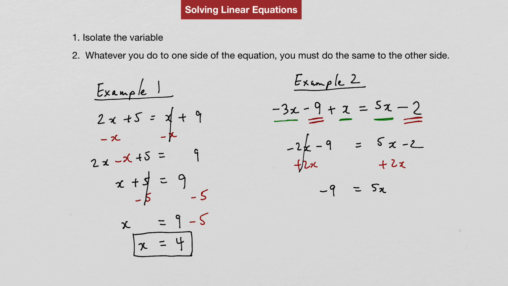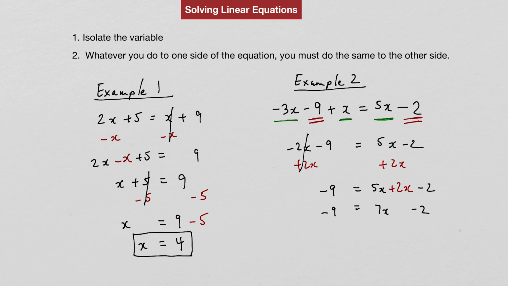I'm going to just continue writing this out. Plus 2x minus 2. Okay, no computation. All I've done is just eliminated the negative 2x. So now that we have this, we can now combine the 5x and 2x and get negative 9 is equal to 7x minus 2.